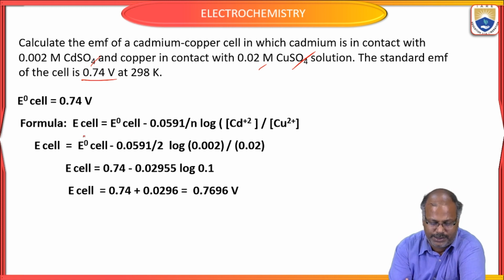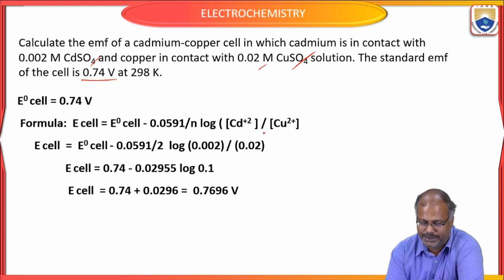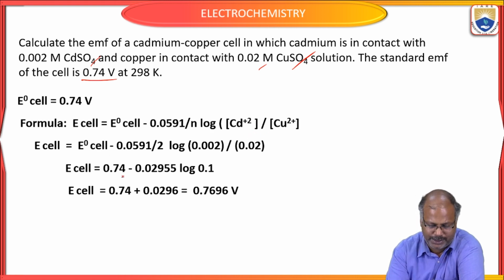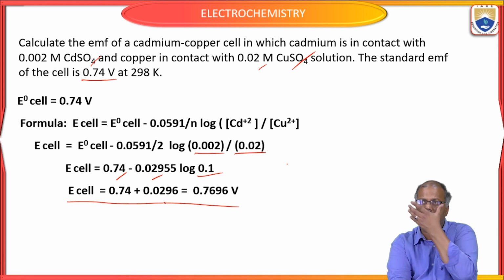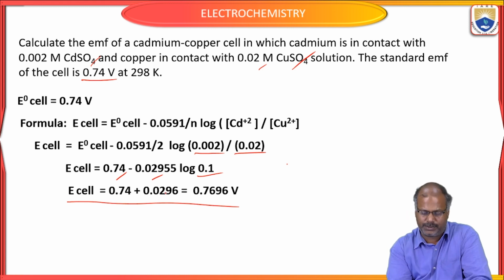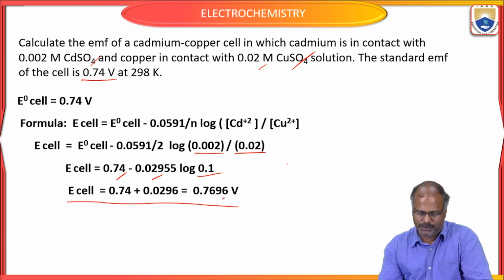E cell is equal to E naught cell minus 0.0591 by n logarithmic concentration of product by reactants. So E naught cell is 0.74. 0.002 by 0.02 is 0.1. That is plus, it will become plus, similar to the last problem. So this is the answer. 0.74 plus 0.0296 is equal to 0.7696 volts. Okay.